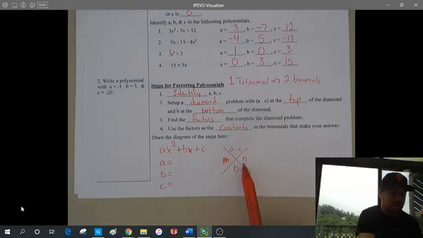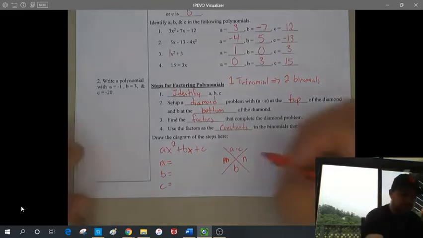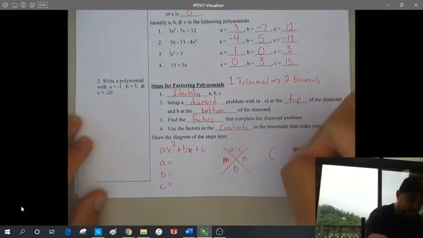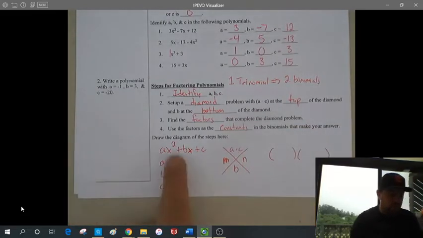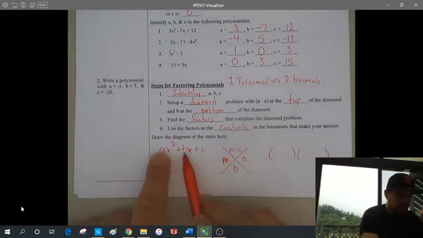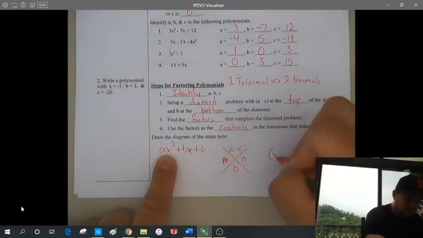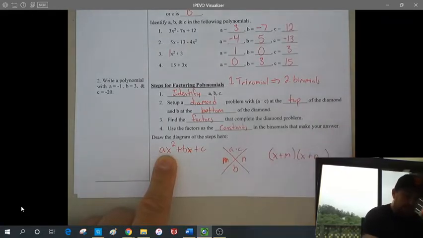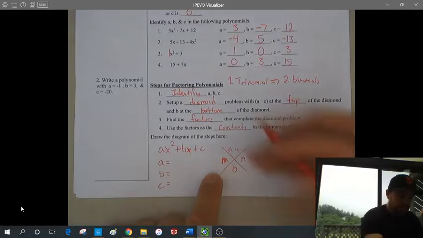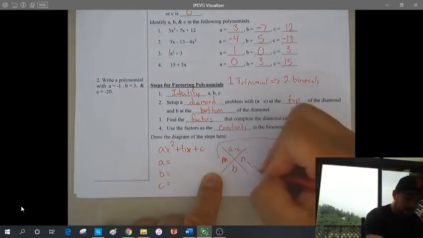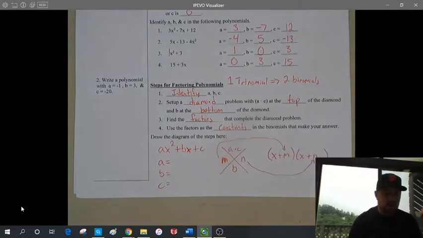Now remember, to complete a diamond problem, these 2 numbers have to multiply together to make the top. They have to add together to make the bottom. So we're going to have to do a little bit of thinking about what numbers complete the diamond problem properly there. But then once we do that, then what we do is we take the variable that was in our trinomial, which in this case was x as the variable here, not our coefficients, but our variable was x. And we're going to add m to the first one and add n to the second one. So whatever our factors were that we got from our diamond, they're going to end up going as the constants in our binomial factors. Okay?